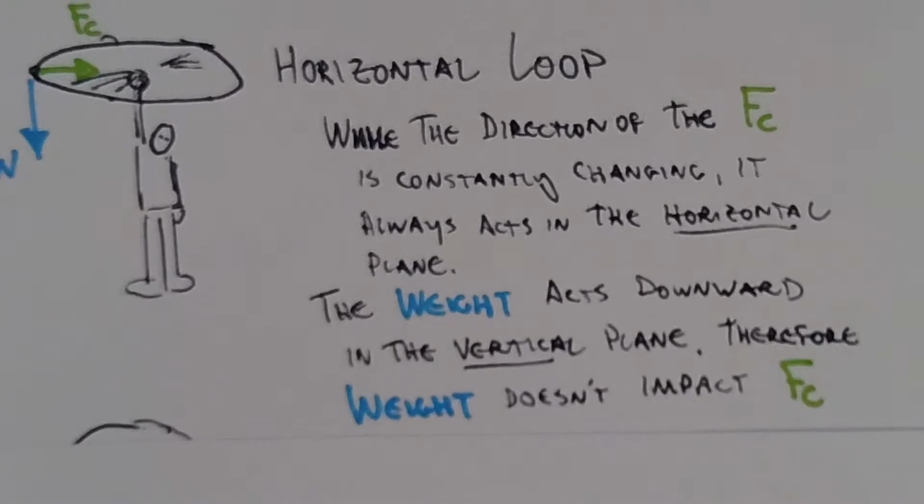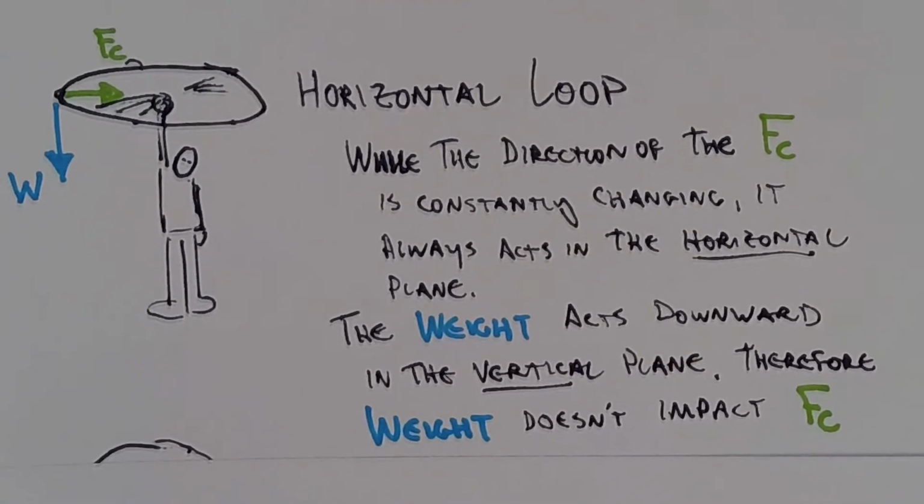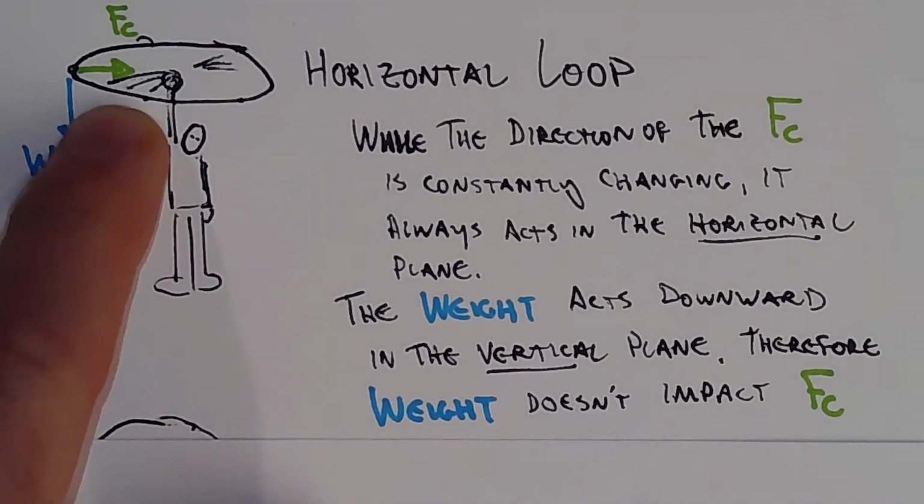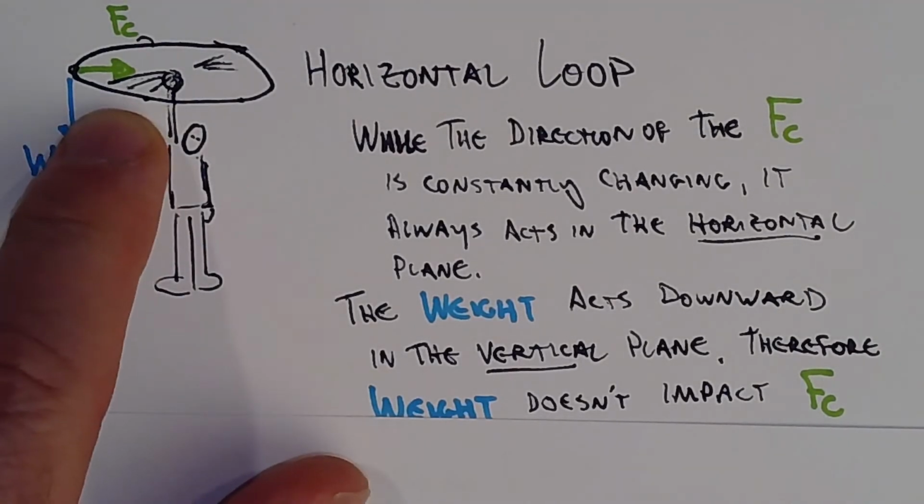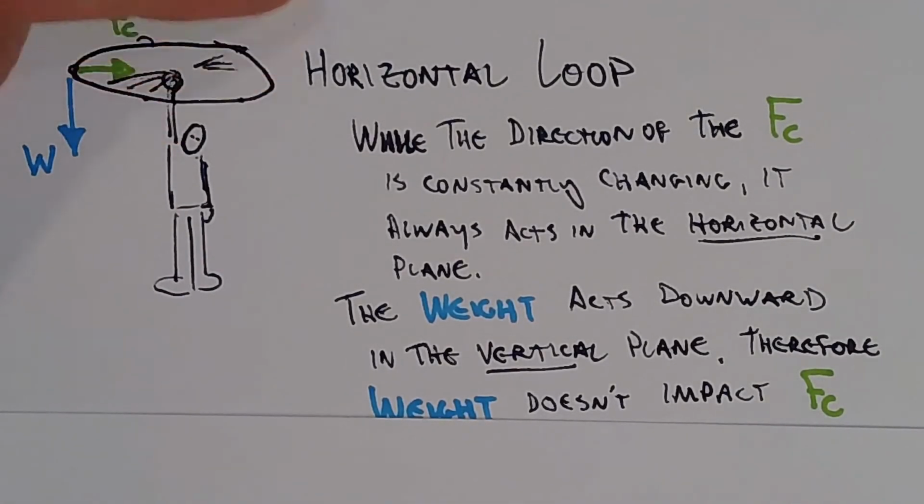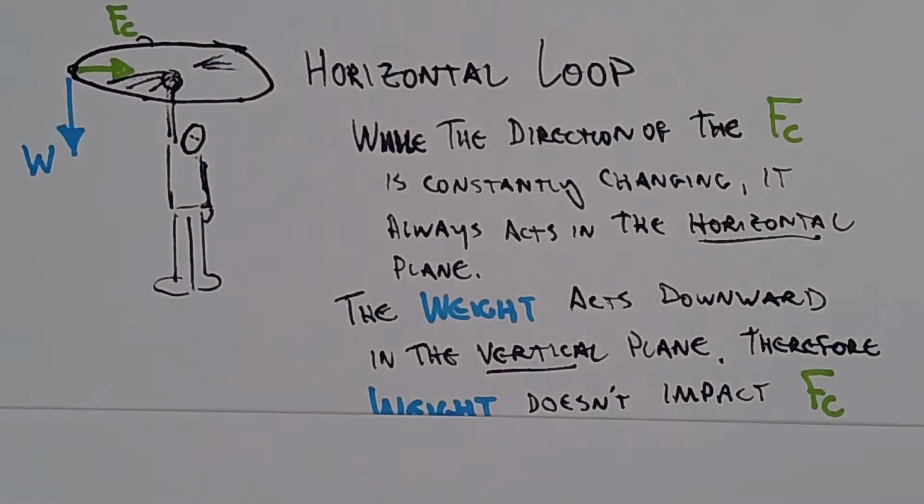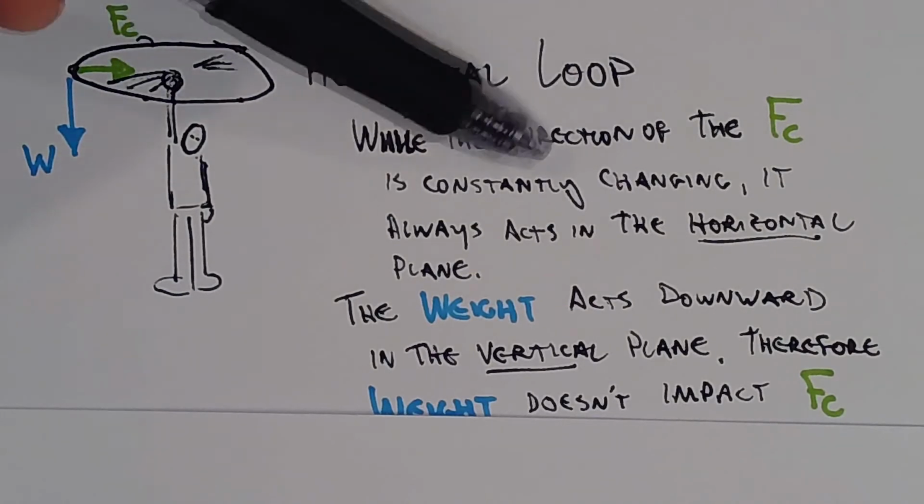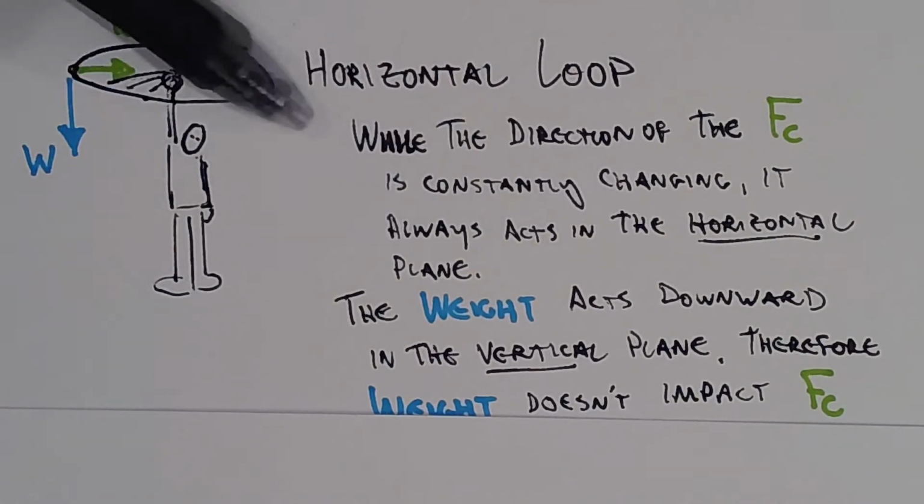Now, the idea of a horizontal loop is that the centripetal force is changing direction. It's always pointing towards the center, and because this object is spinning around, the direction of the centripetal force is always changing, but it's always pointing towards the center, and it's always acting in the horizontal plane.